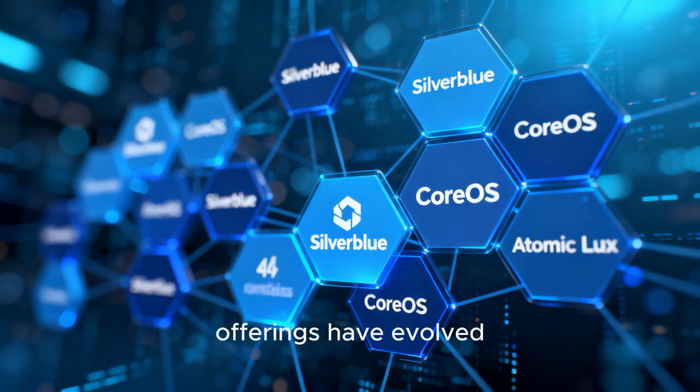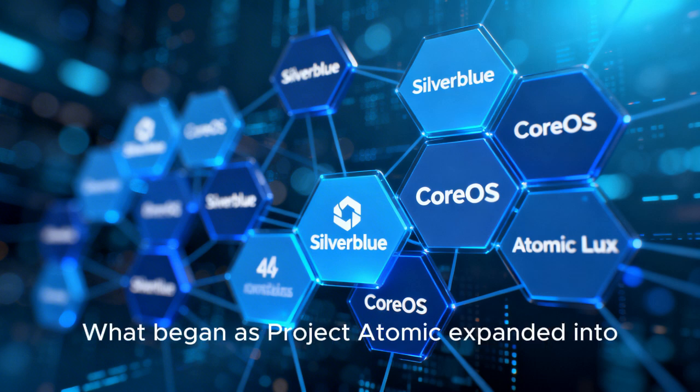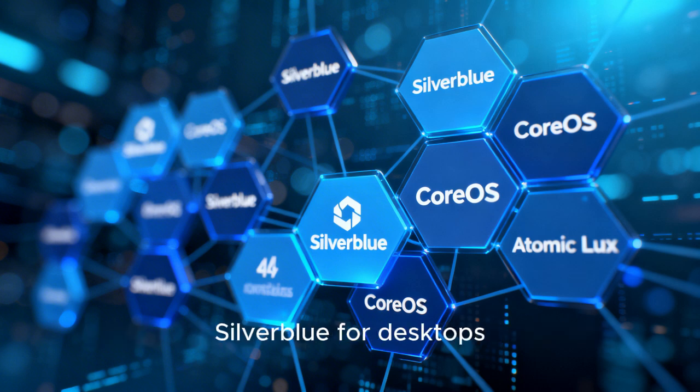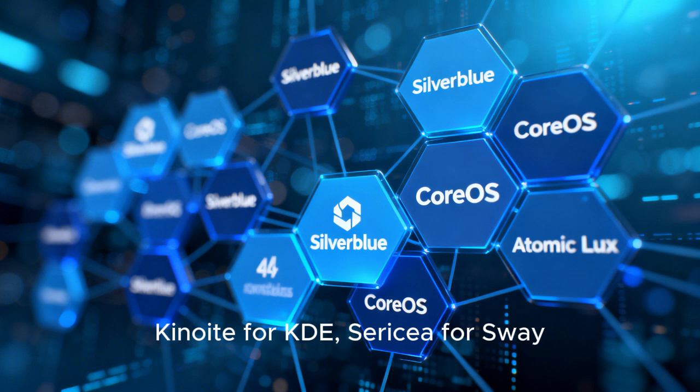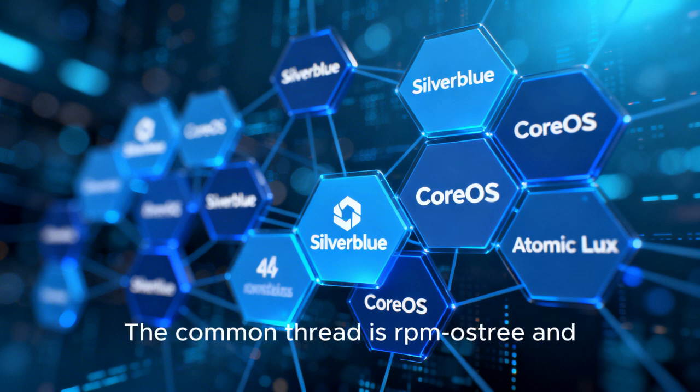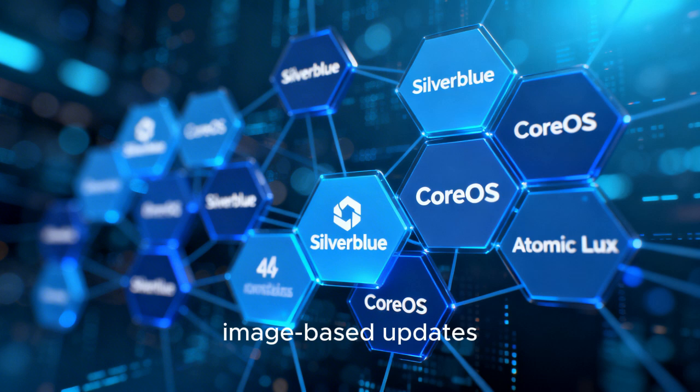Fedora's Atomic offerings have evolved significantly over time. What began as Project Atomic expanded into Silverblue for desktops, Kinoite for KDE, Sericea for Sway, and CoreOS for containers. The common thread is rpm-ostree and image-based updates.